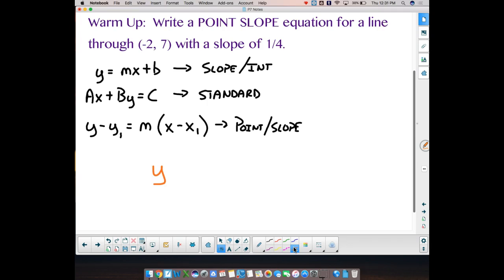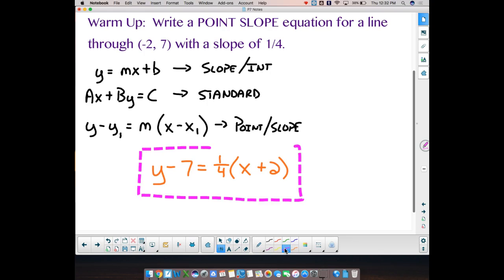y minus 7 equals 1/4 times the quantity x minus negative 2, which is x plus 2. And that, ladies and gentlemen, is it. That's all you have to do, because that's the point-slope form of that line. If I said give it to me in standard form, then there's more work for you to do. If I said give it to me in slope-intercept form, again, more work to be done.